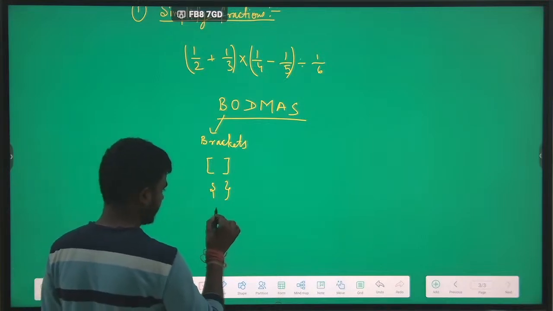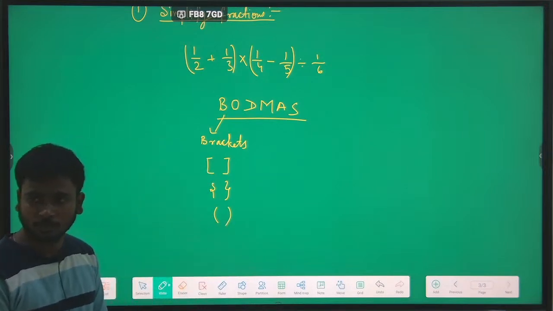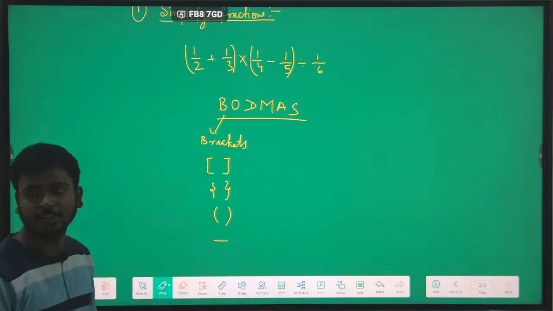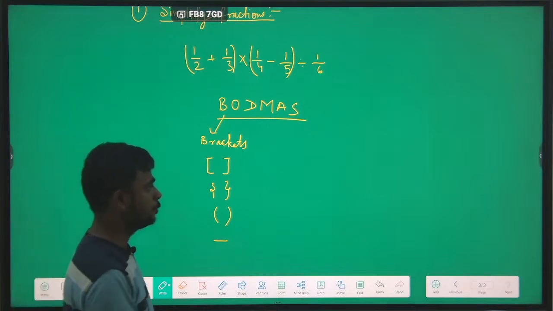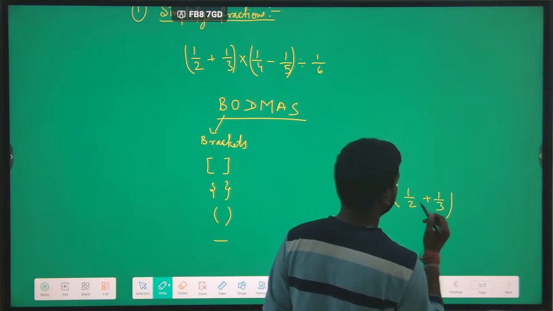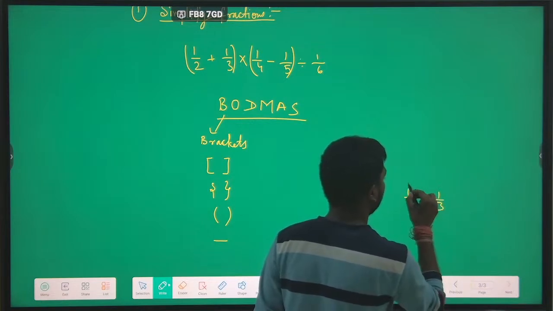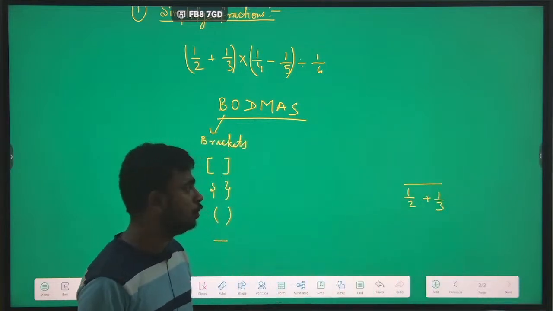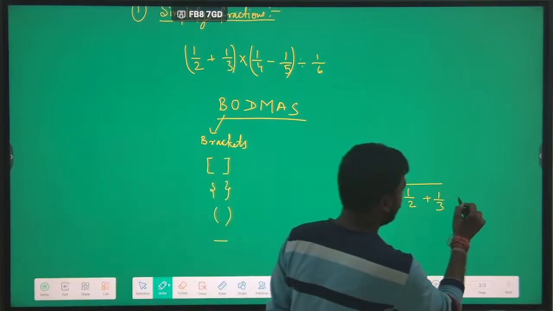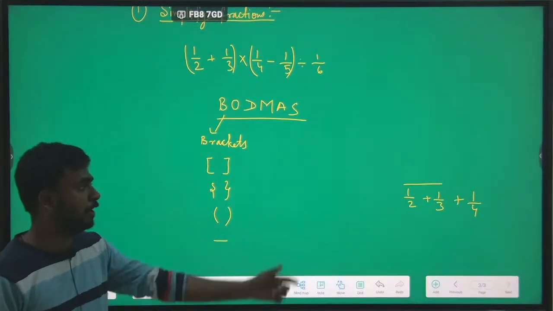Our third bracket is parenthesis or smaller bracket. And our fourth bracket is vinculum. What is it? Vinculum. Let us suppose that we are given 1 by 2 plus 1 by 3 and parenthesis is not there, but vinculum is there. So we are asked to find the value of 1 by 2 plus 1 by 3 plus 1 by 4, and the vinculum is in between 1 by 2 and 1 by 3. So what will be the value?